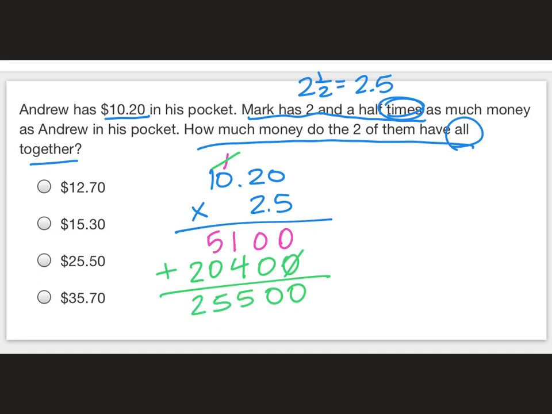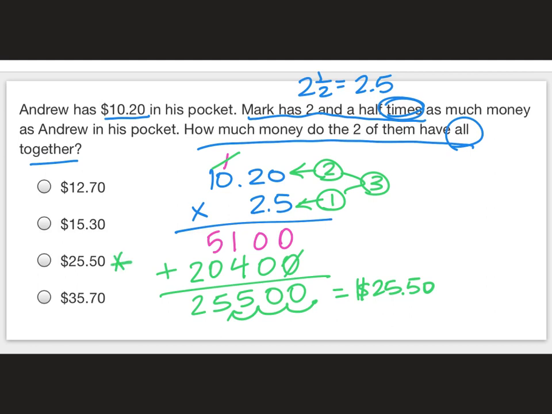Now, this is not my answer because I've got to go back up and look at the decimal places. So there's 2 after this decimal and 1 after this one. So that means I have to move a total of 3 spaces. So I'm going to start here. I'm going to go 1, 2, and 3. So that tells me, if I'm writing this as money, that Mark has $25.50. Now, that is an answer choice right here, but that's not what they're asking for.